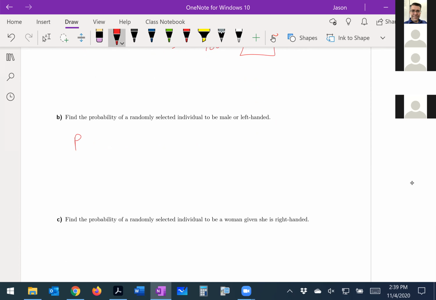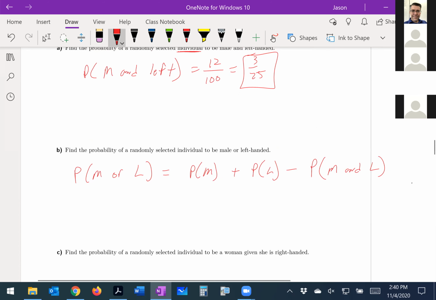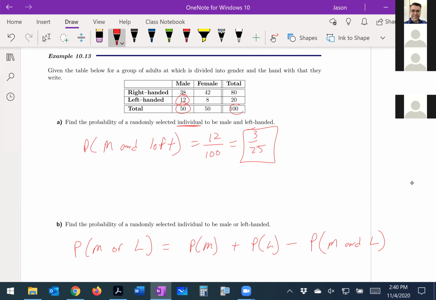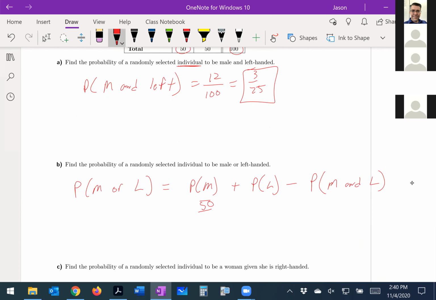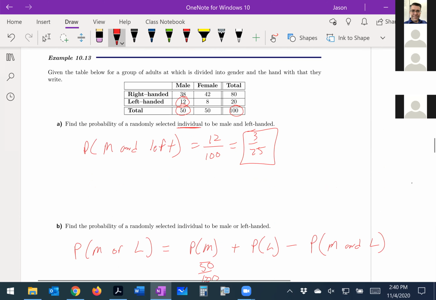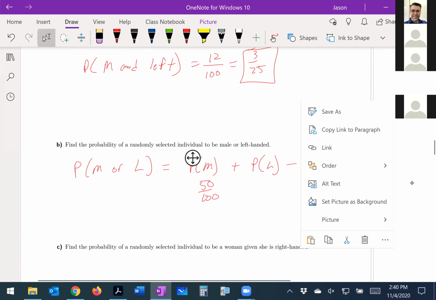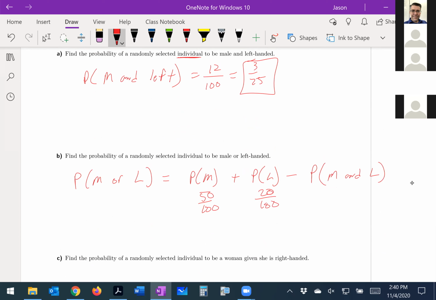So probability of male or left-handed, that's going to be the probability of being male, plus the probability of being left-handed, minus the overlap of probability of male and left-handed. So what's the probability of being male? Well, how many males out of how many individuals? There's 50 out of 100. What's the probability of being left-handed? Well, it looks like there's 20 out of 100 total people that are left-handed. Minus the overlap. Well, what's the overlap? That's 12 over 100, right?